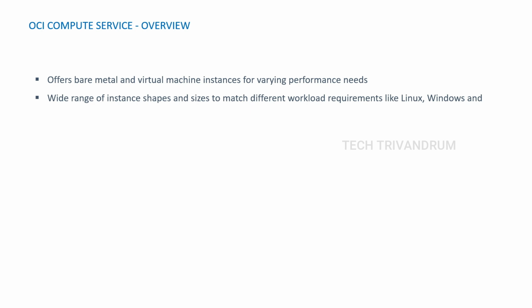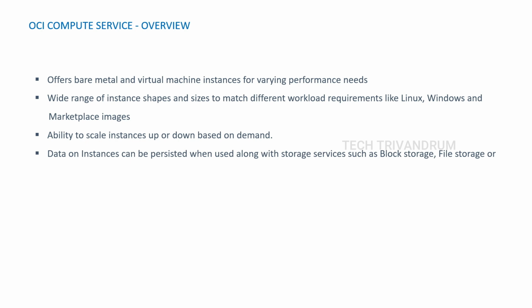In OCI you will get a wide choice of instances with different operating system images like Windows, Linux, and also other special images you can get from the marketplace. Also you can bring your own customized images. You can scale up or down the instances horizontally or even vertically based upon the usage. By default, the data on instances is not persistent. To make it persistent, instances can store data into storage services like block storage, file storage, or object storage.